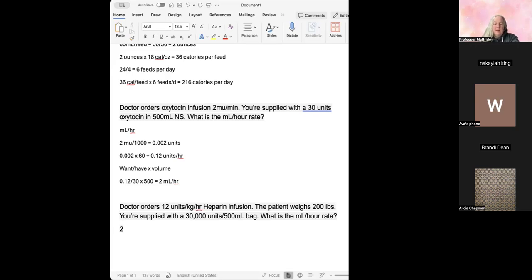So the patient weighs 200 pounds. I don't want this to have a highlight behind it. That's all right. 200 pounds is how much the patient weighs. How am I going to figure out the kilos? Divided by 2.2. Okay. Not 202, 2.2. And what do we get? 90.9.